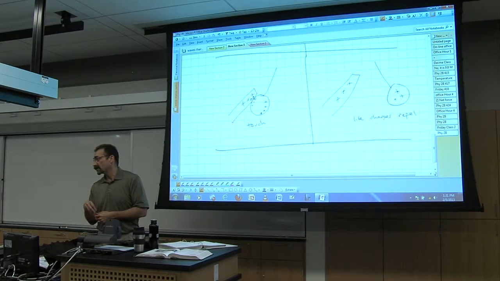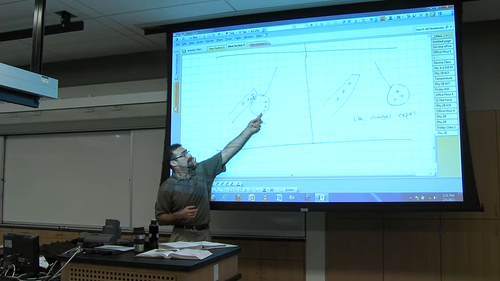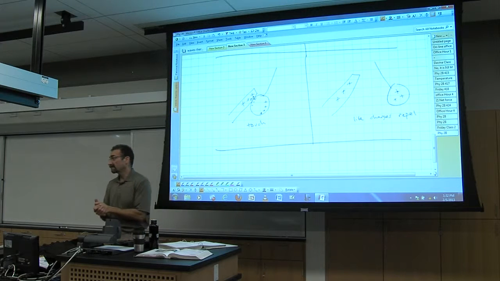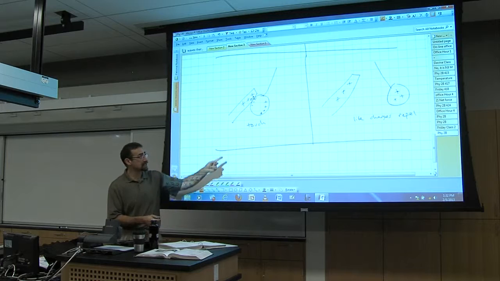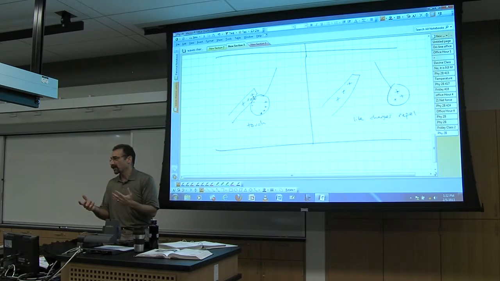When the object's neutral, then these more subtle effects come into play, like charge separation over the distance of the object. Okay? So we call this an induced charge separation, or some people say induced charge. I like to say induced charge separation. So the object's not charged, but it acts like it's charged because the charges have separated.